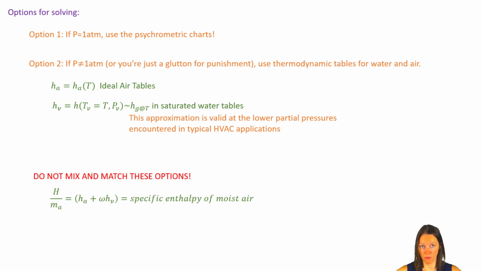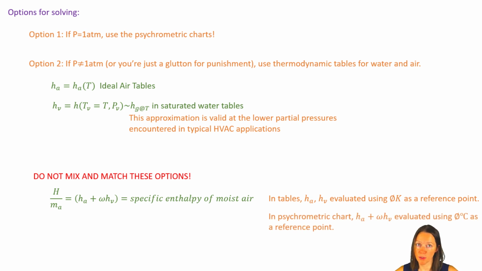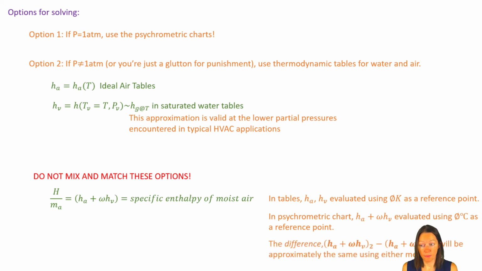You calculated the specific humidity at whatever state you're at, because in the thermodynamic tables for dry air and water, they use 0 Kelvin as a reference point, meaning that the h value is 0 at 0 Kelvin. However, for the psychrometric chart, they use 0 degrees Celsius for a reference point. And since those reference points do not match, you can't merge those two together. However, the difference between h1 and h2, or the specific enthalpy of the moist air at 2 minus 1, will be the same using either method.